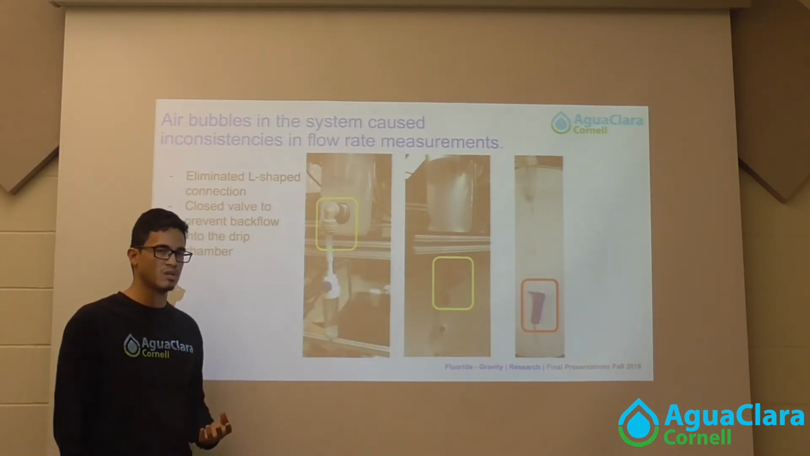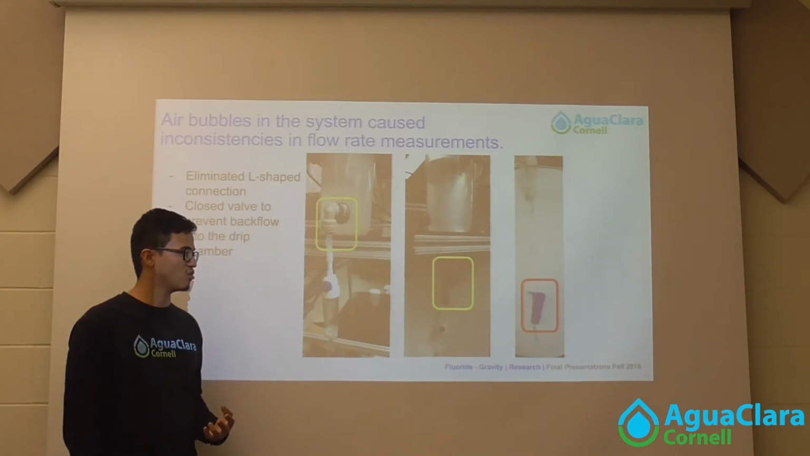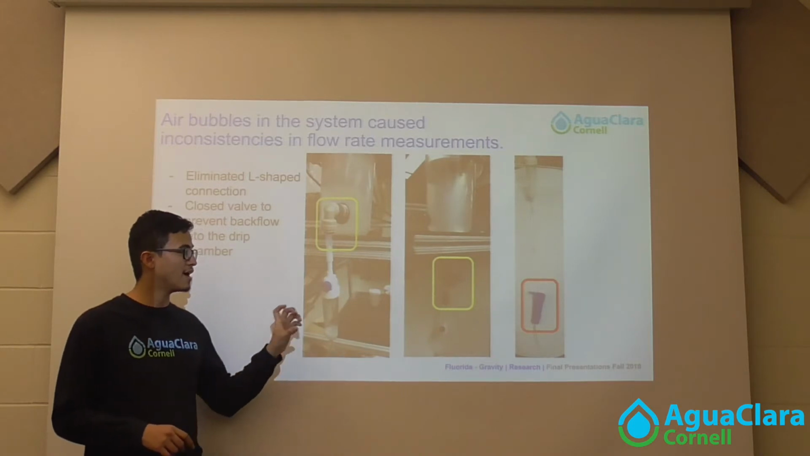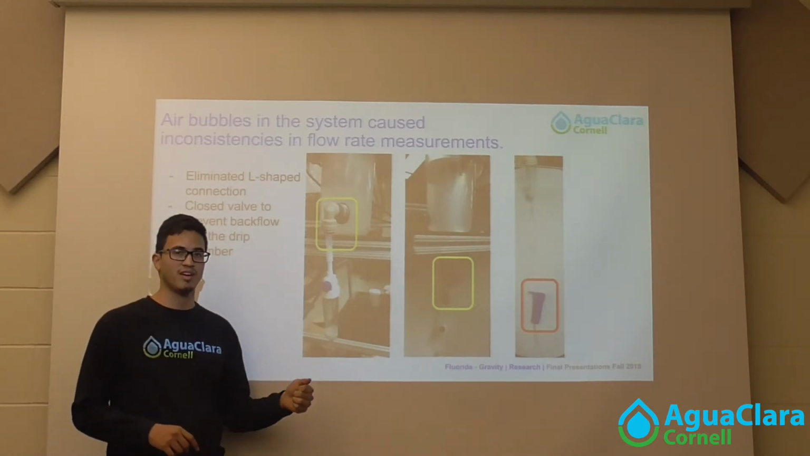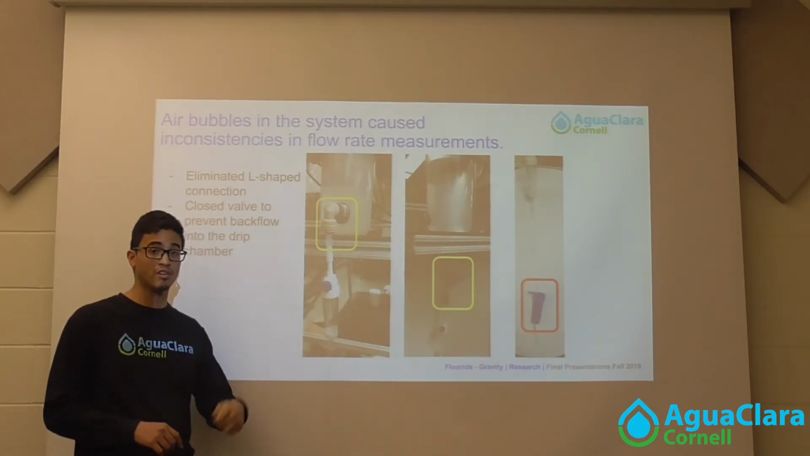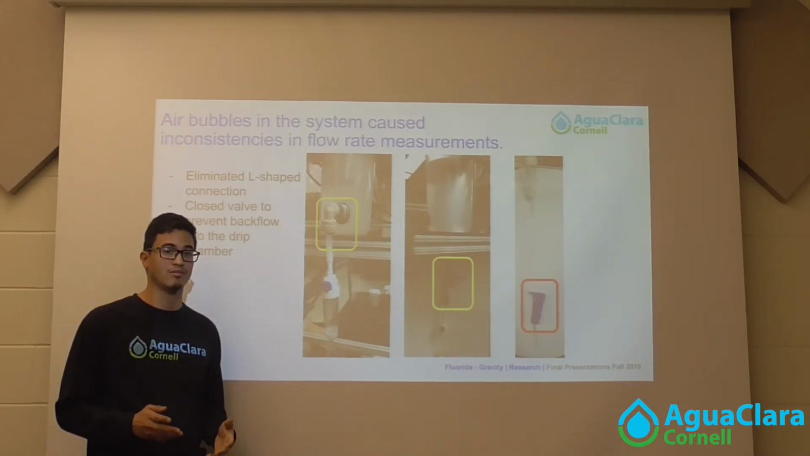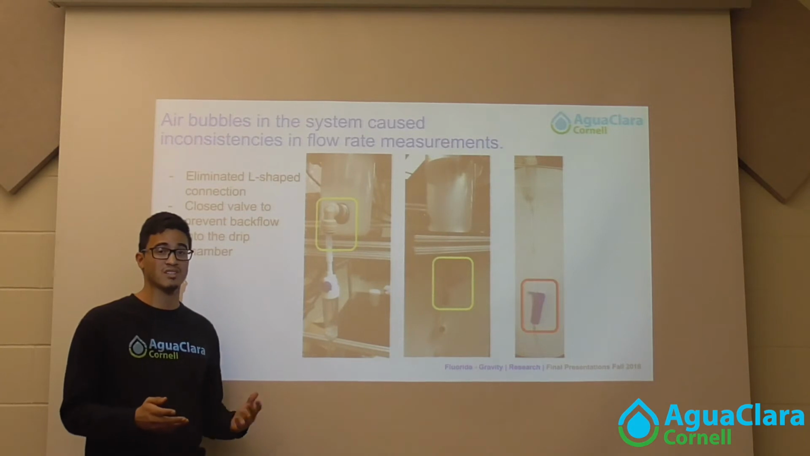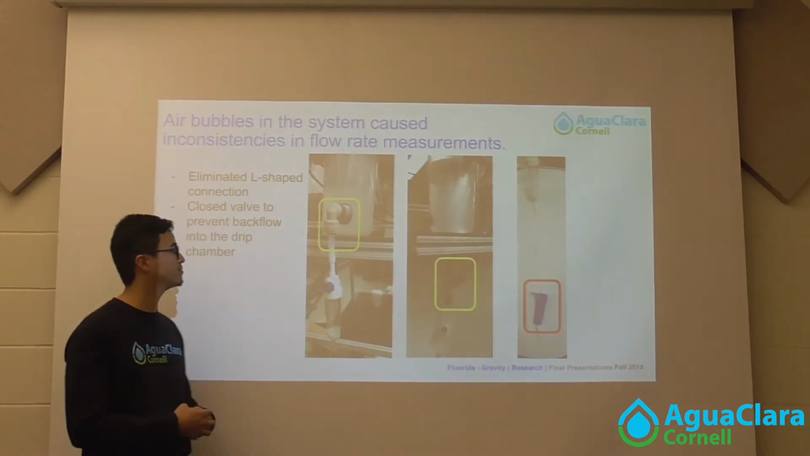But the problem was still consistently happening, and so we discovered that the way to solve this was to add a ball valve and a choke to prevent any water from escaping, which prevented air from entering the system and giving us inconsistent values between tests.